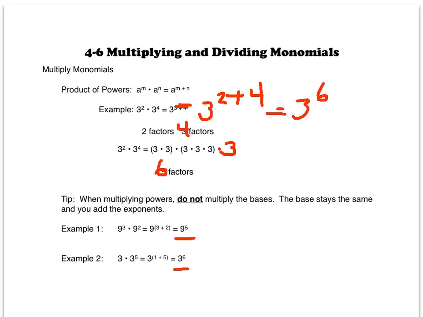Now the problem with this one is a lot of times students will forget that there's actually an exponent with 3. Recall that 3 can also be written 3 to the first, and whether there is a 1 there or not, we need to remember to add it to any other exponents.